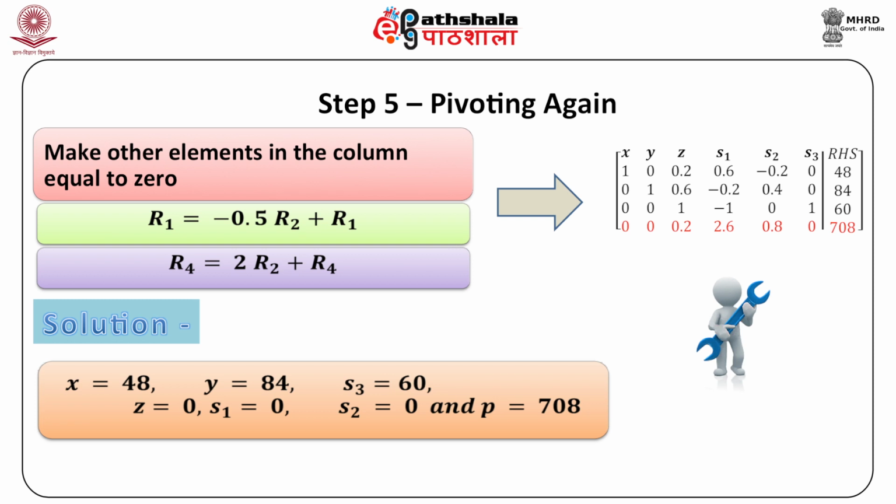The basic feasible solution from this tableau is x is equal to 48, y is equal to 84, s3 is equal to 60, z is equal to 0, s1 is equal to 0, s2 is equal to 0 and p is equal to 708. We do not have to mention the slack variables as they are not part of this final solution, but just a tool to help us solve the problem.